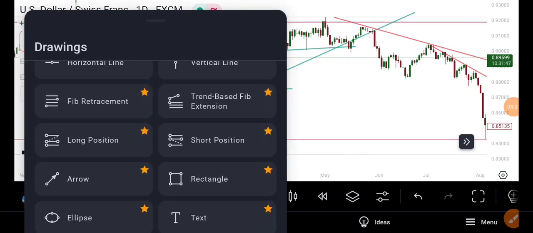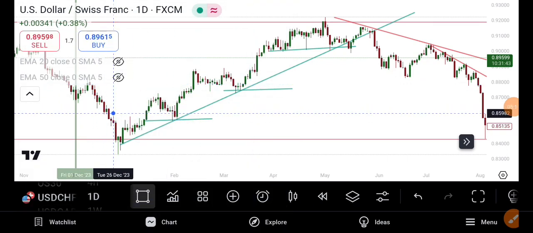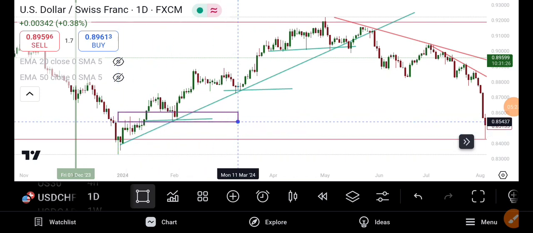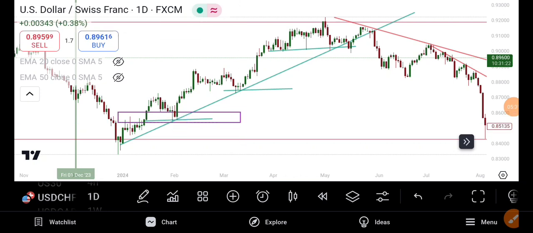And sometimes where the dotted areas are, let's use our rectangle, sometimes it's not even the line in which you will find the floor or the support. Sometimes it's the area. So if we go like that, this area is where you expect price to go back up.